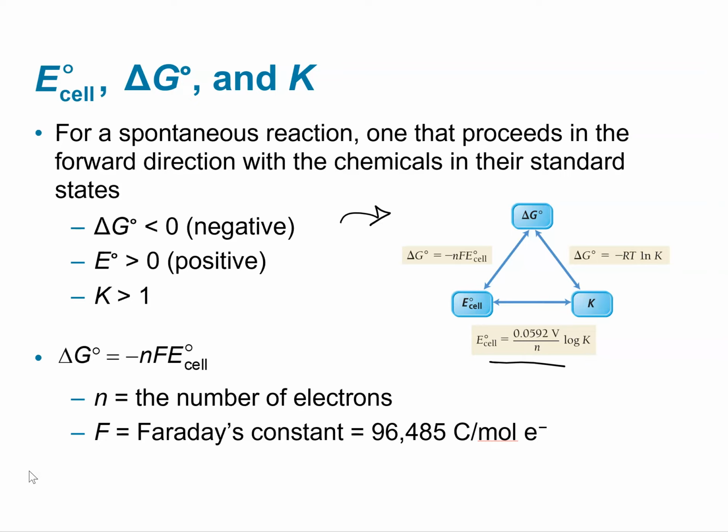But the equation we want to introduce specifically relates the standard potential of the cell to delta G. That's our second bullet point here. This is delta G naught equals negative N times F times E naught cell. In this case, N is the number of electrons, and F is Faraday's constant. Faraday's constant is 96,485 coulombs per mole of electrons.